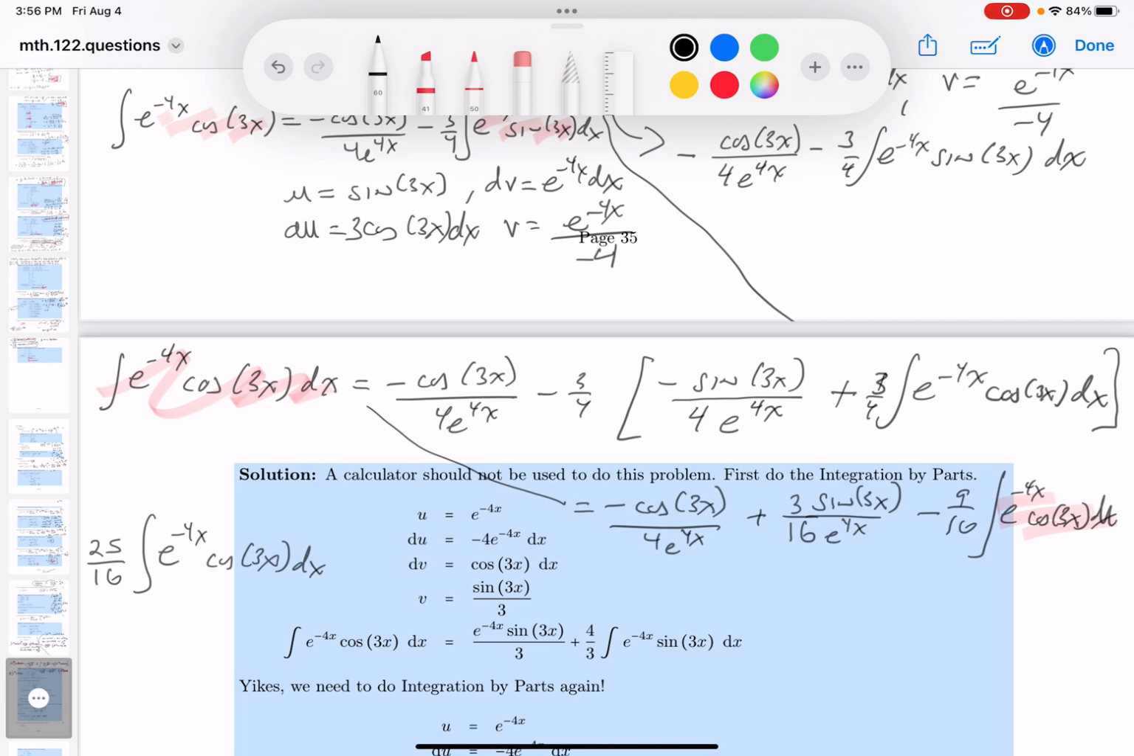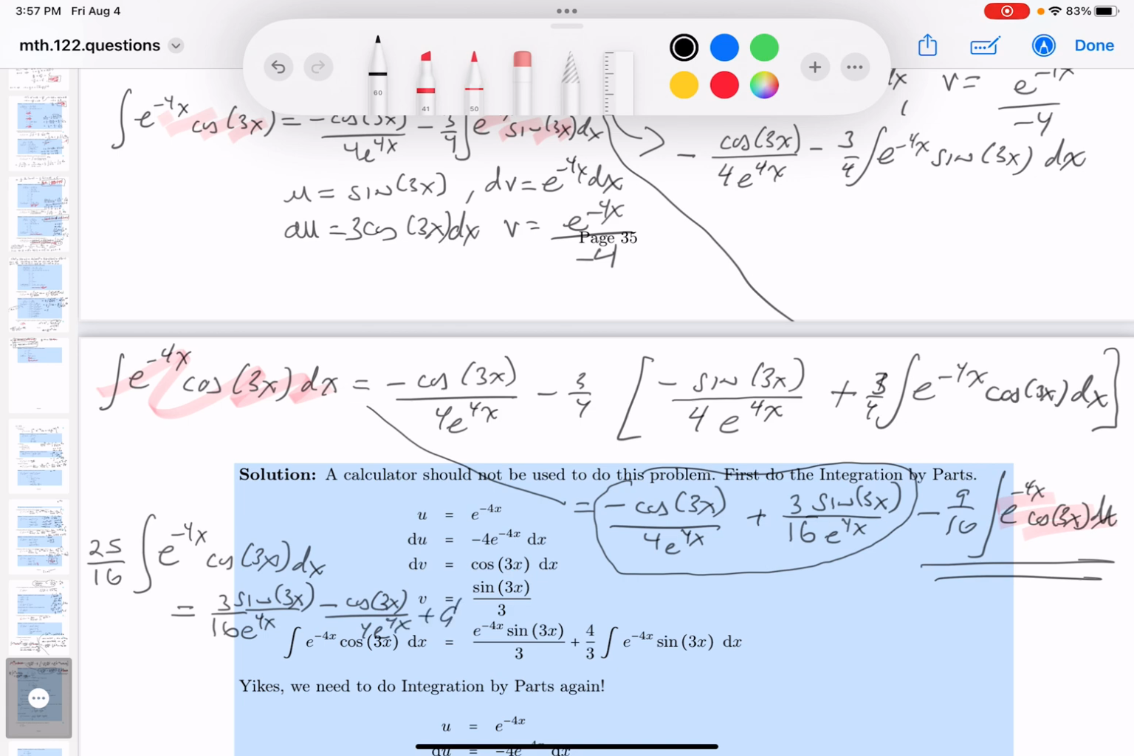And what's that going to equal? It's going to equal this thing over here. Again, I added this to both sides, so I write that down. It's equal to, I can write it a little differently, 3/16 e to the 4x sine 3x, and then minus cosine 3x over 4e to the 4x plus c.